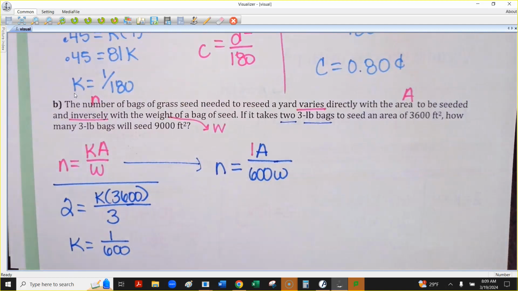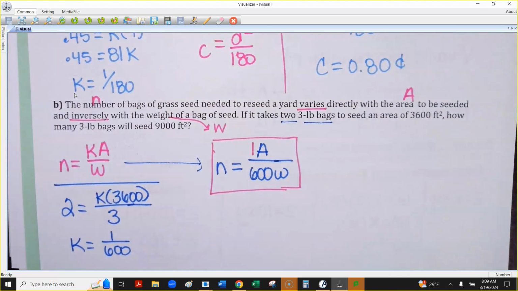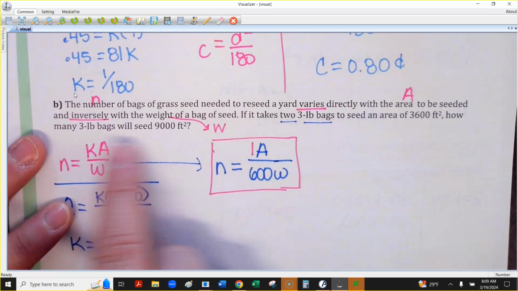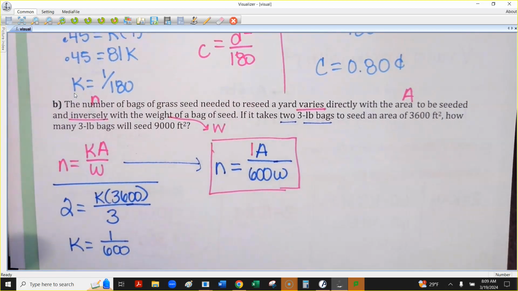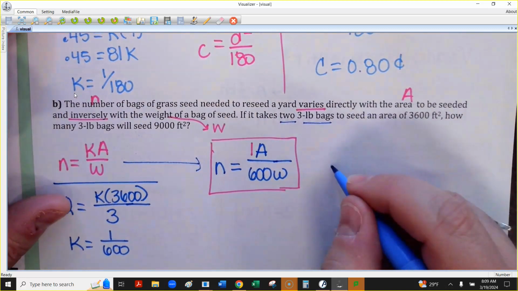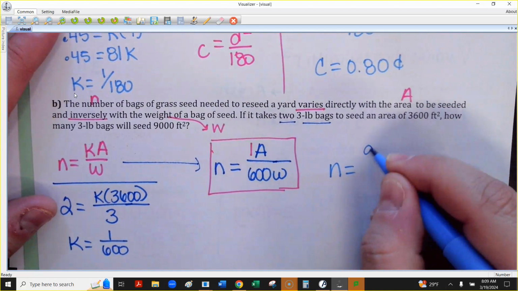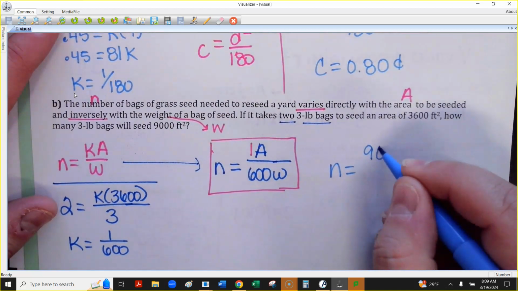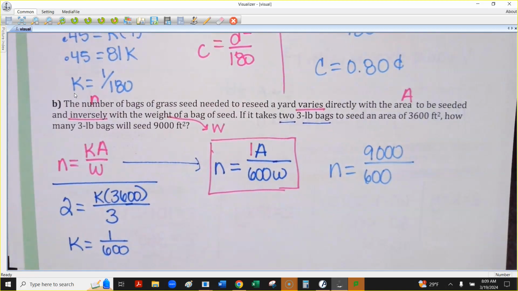Once you have this, we can figure out any situation going forward. So then it says, how many 3-pound bags are you going to need if you have 9,000 square feet you want to put grass seed on? All right, so how many bags? We don't know the number of bags. We know the area is now 9,000 square feet. And 1 over 600 is the K value, so I'm just going to use the 600 there. And we're still going to keep the weight of the bag at 3 pounds.